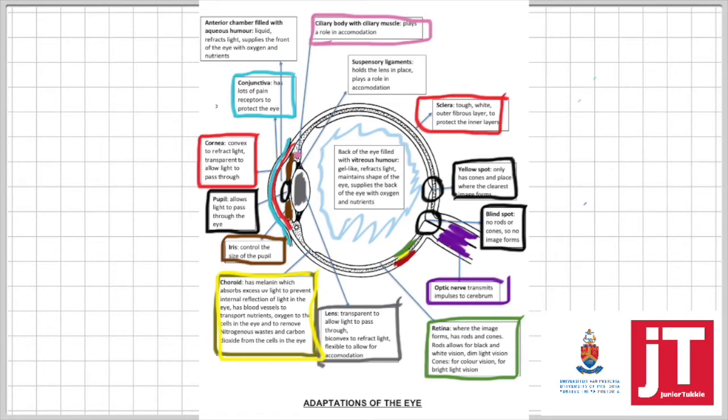In purple here, I have colored in the optic nerve. That's the nerve that transmits impulses to the cerebrum. Don't say brain, that is too vague, because now you've learned the functions of the cerebrum.